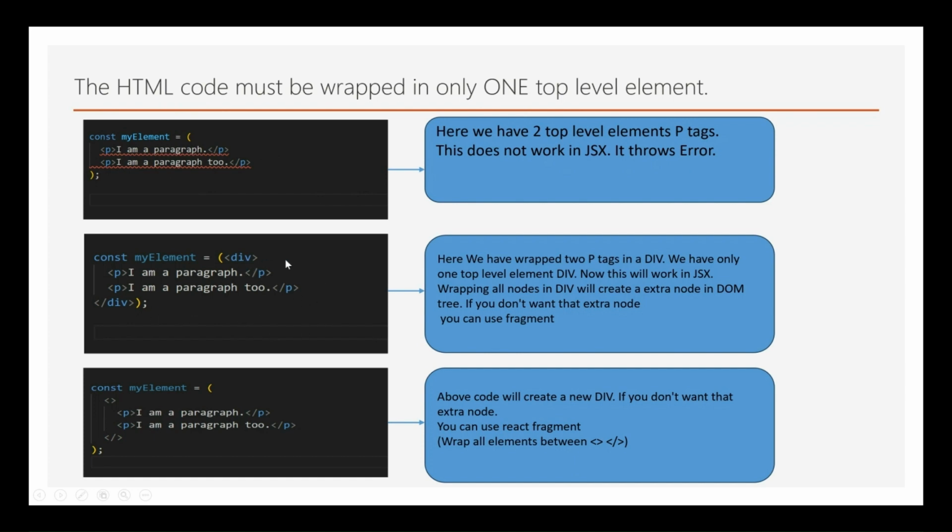Here we have only one top-level element, the division, but wrapping all nodes in a division will create an extra node in the DOM tree. If you don't want that extra node, we should use a fragment. The third block of code shows how to use a React fragment. We simply wrap all the HTML code in between these fragment tags.